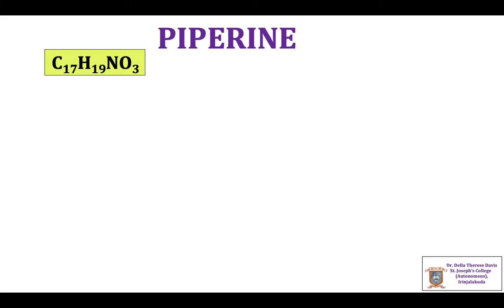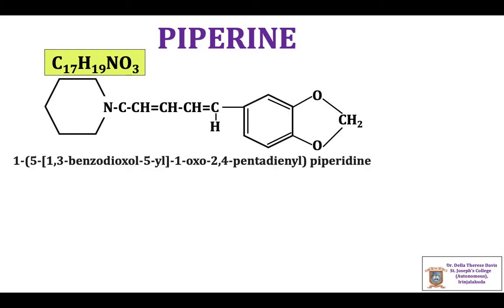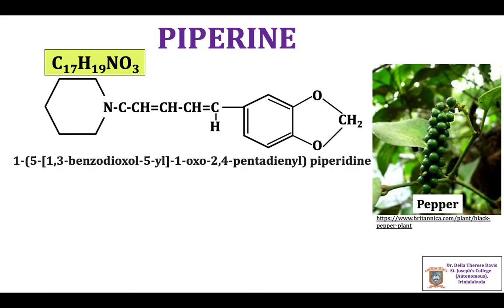Next one is piperine with molecular formula C17H19NO3. Piperine is also an example of a piperidine alkaloid. The structure of piperine is shown here. The chief source of piperine is pepper.